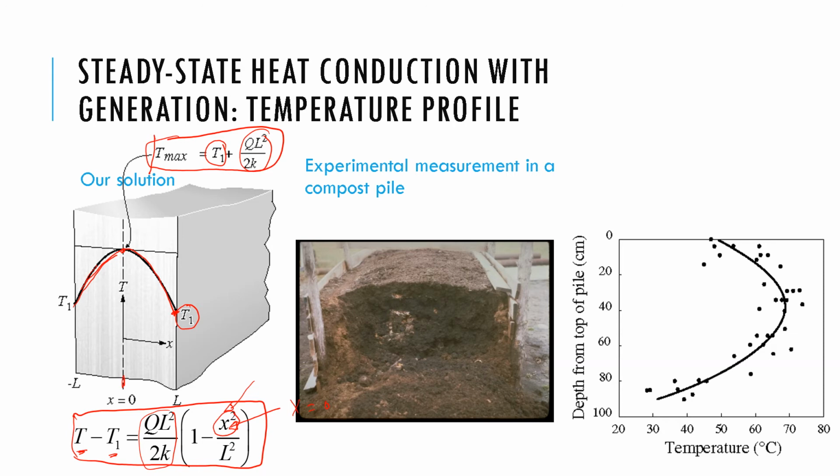And here is an example of whether our prediction has anything to do with reality. This is a layer of compost where we have heat generation. That's the thickness of the slab. And here is the actually measured temperature that you can see. So you see the maximum is somewhere inside.